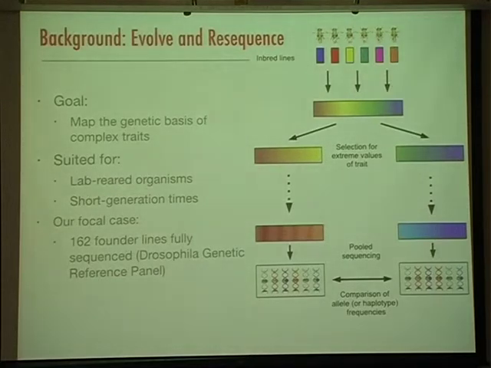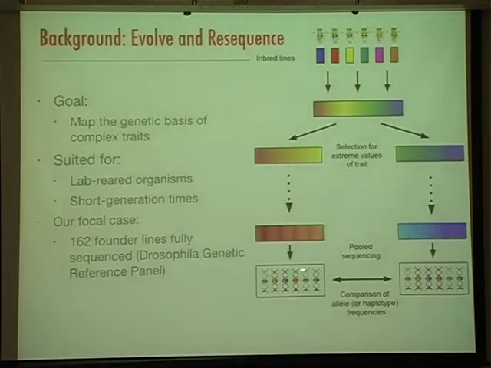And so the idea is to take a starting population, and in our work with our collaborator Tom Turner on this, he starts with 162 founder lines that are inbred, and they're fully sequenced. And these are from the Drosophila genetic reference panel. And then he, in the lab, allows them to outcross and mix freely. And then he selects for different lines in different directions for extreme values of whatever trait is of interest, and does this for several generations, on the scale of 15, 30 generations.